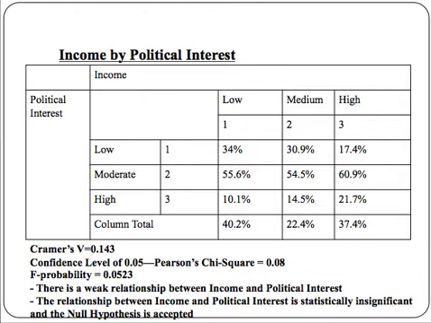With reference to ANOVA, and a confidence level of 0.05, the F probability of 0.523 indicates that there is no difference between the means of those with low, medium, high income in the population.